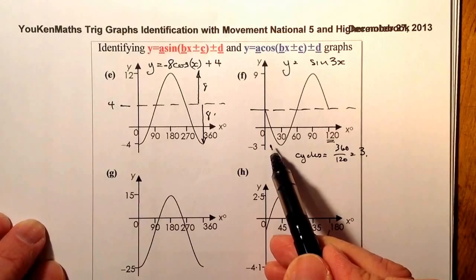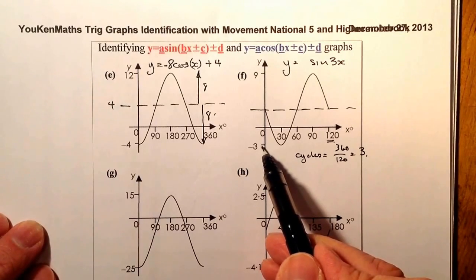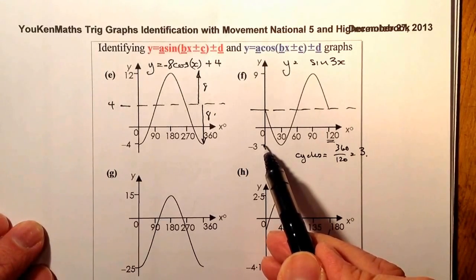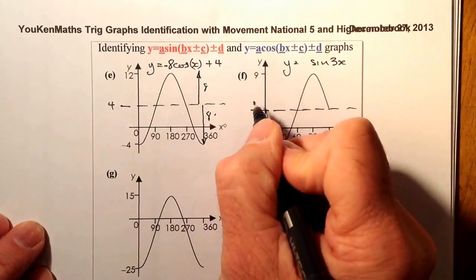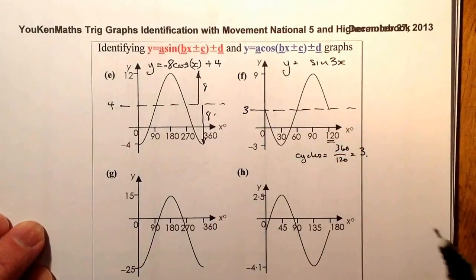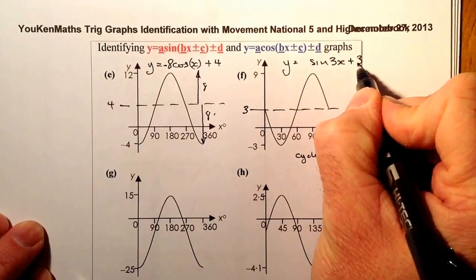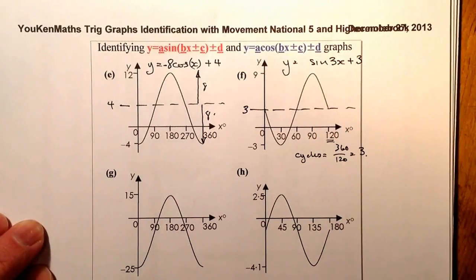Add these two together. So that's going to give me a value of 6. Divide 6 by 2. That should give me 3. So this should be 3 here. So I should have lifted the graph up by 3. So that gives me my d value that's there.